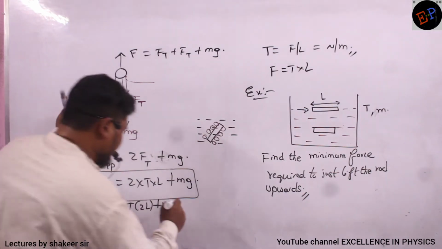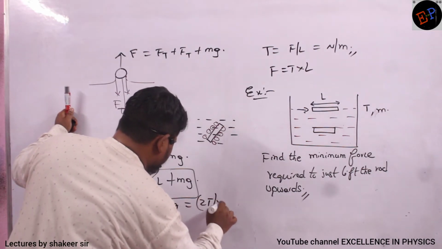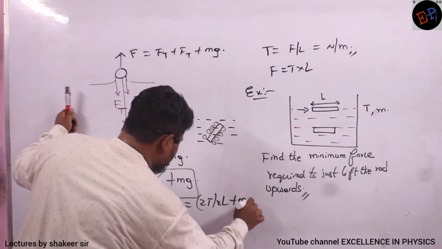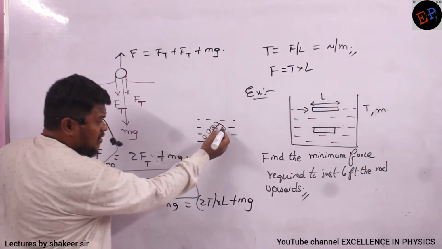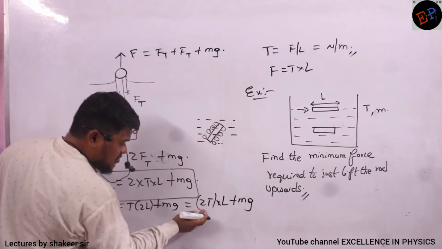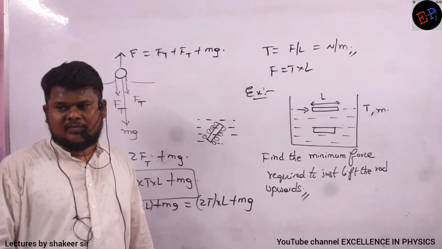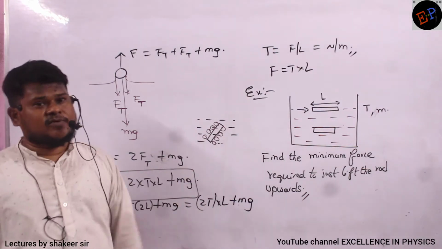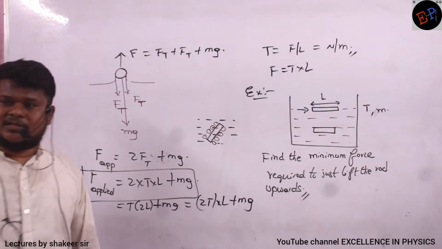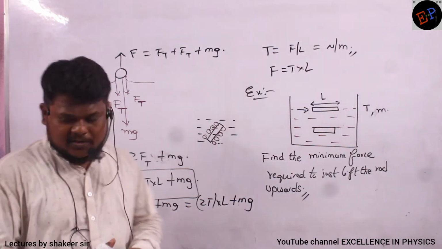Or the same formula I can write as 2T into L plus mg. I can write like this also, no? Now what is the meaning of this one? If I take the length to be only L, then surface tension will become double. Like this also you can take. Are you able to understand? If I take the length to be only L, then surface tension forces are becoming double. Why? Because again forces are acting on two sides.